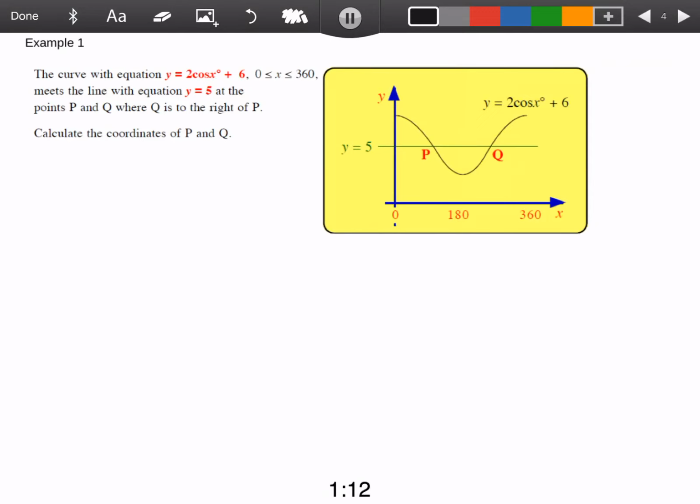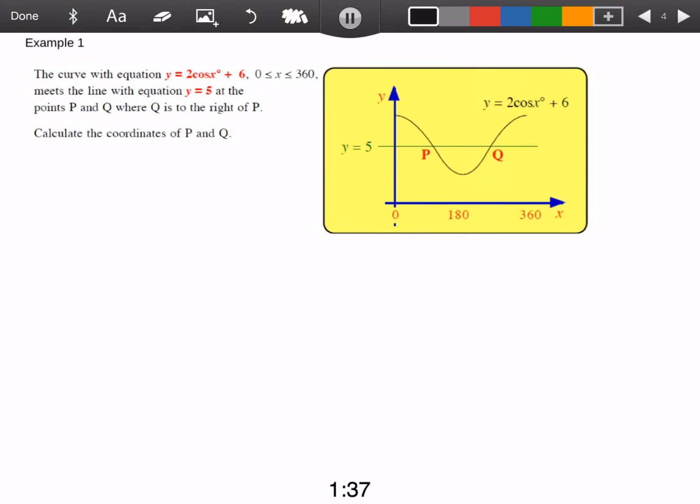And it says it meets the line with the equation y equals 5. So there's a straight line across the middle that has the equation y equals 5. And you can see that P and Q are where the line and the curve meet each other. We've actually covered something like this before in the quadratics and the straight line topic. We're going to use the exact same method, the only difference being that it's obviously a trig equation.